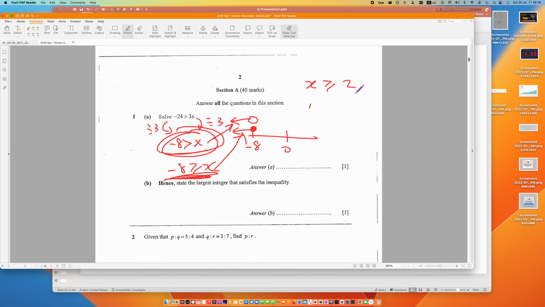Let me see. Okay. So since this is the one, they ask state the largest integer. So is negative 8 included? No. Then the next one. Negative 9. So the answer is negative 9.